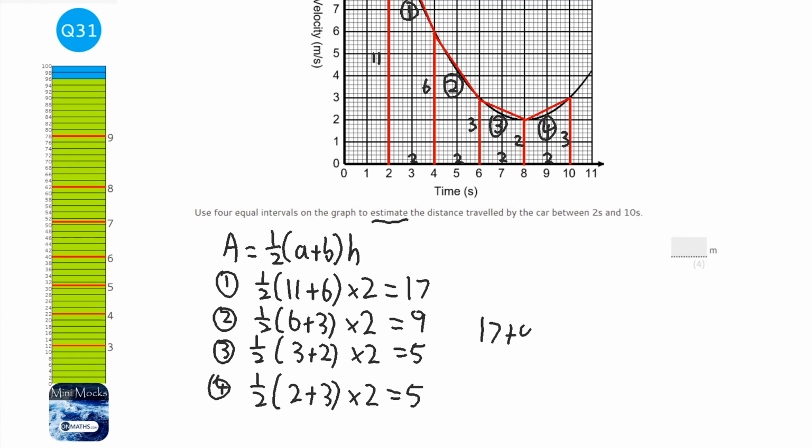So to work out the total distance, it's 17 plus 9 plus 5 plus 5. I don't know why I'm using a calculator for this as well, but it's here, so we might as well use it. So it's going to be 36.